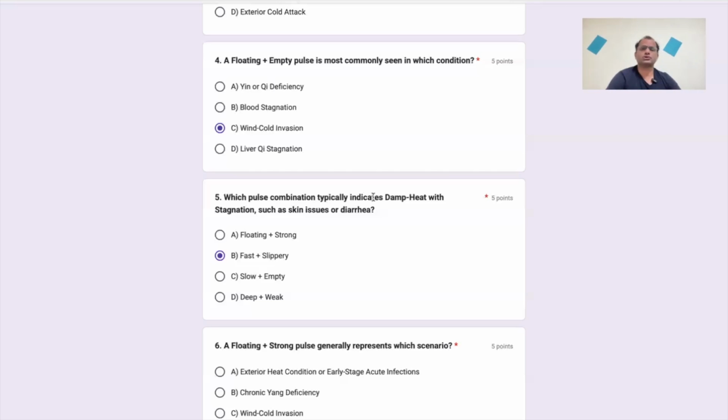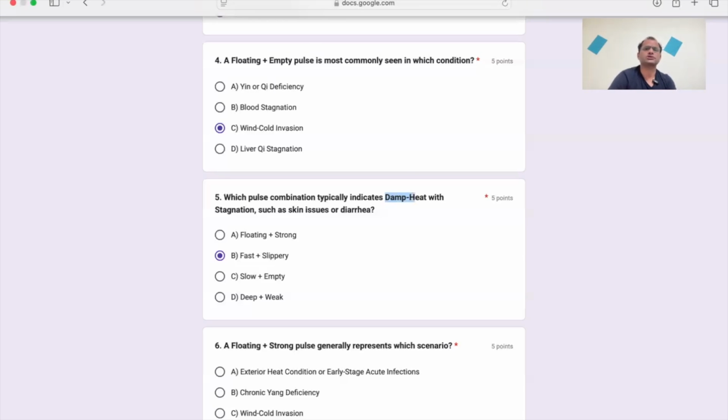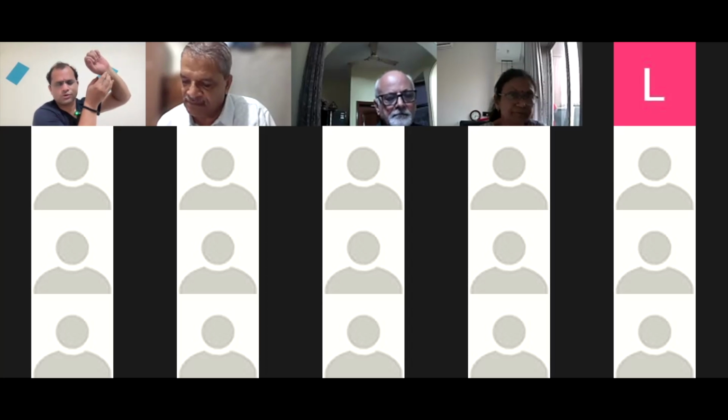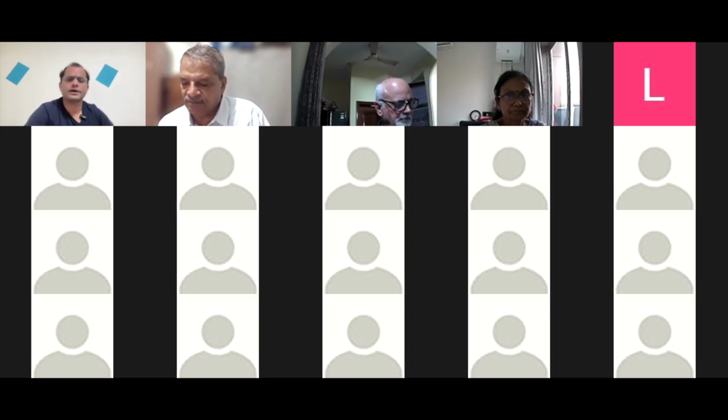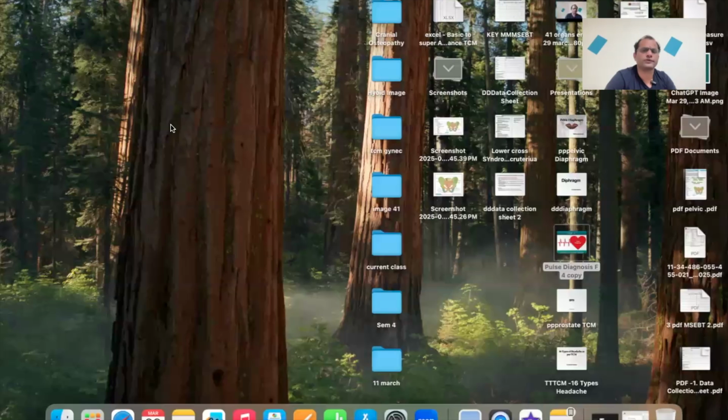So damp means slippery and heat means fast. When we are checking the pulse, we feel a very fast pulse, more than 6 beats per breath. Also, something rolling under the finger means damp heat. So we have to observe the pulse of every person.